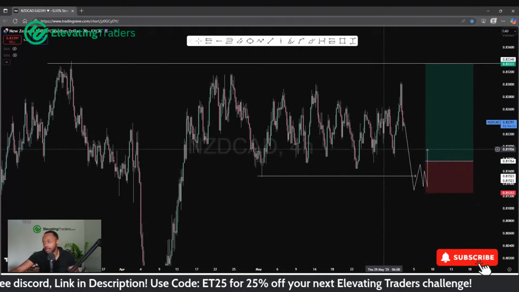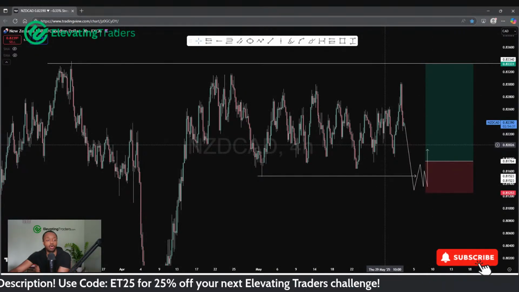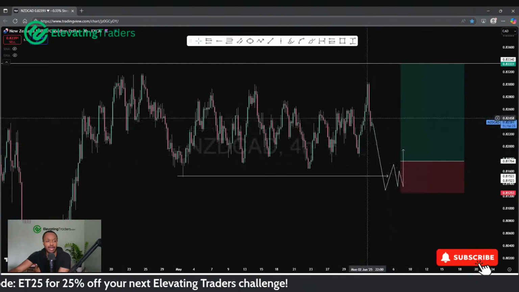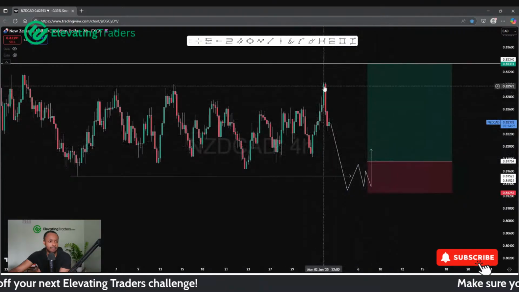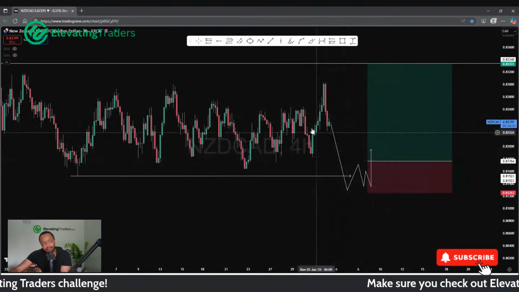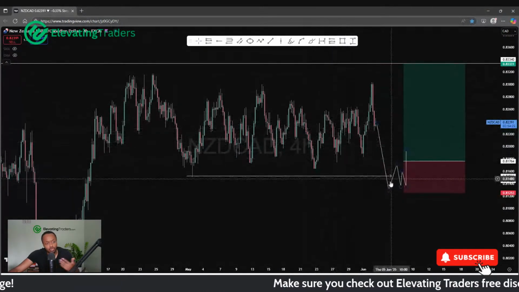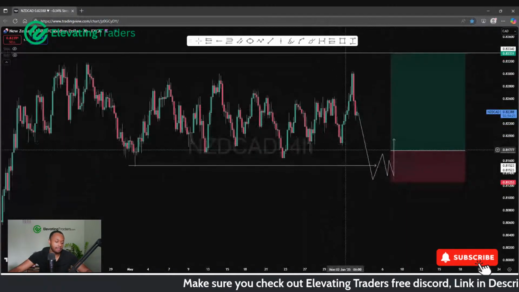So New Zealand CAD still very much a pair on the watch list. Just I'm not too sure if I will get an entry now. We had a bit of a rally yesterday. I know we've come back down, so we're still in the range, but we'll see if price can actually get to support there.